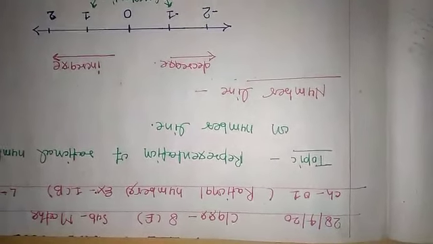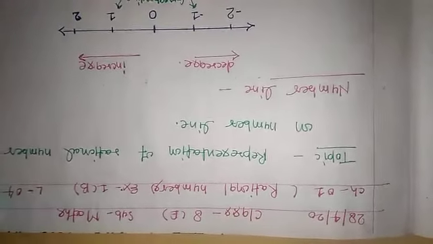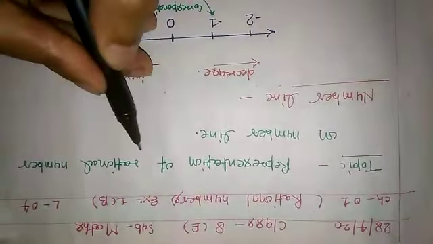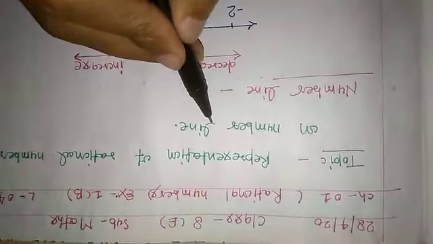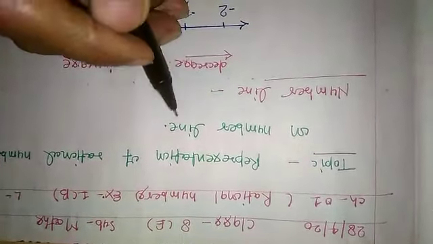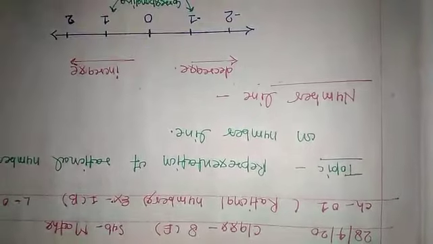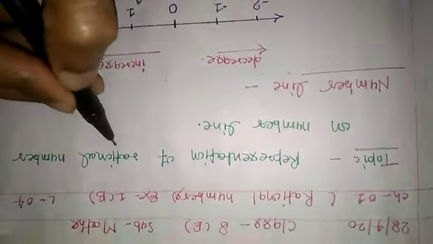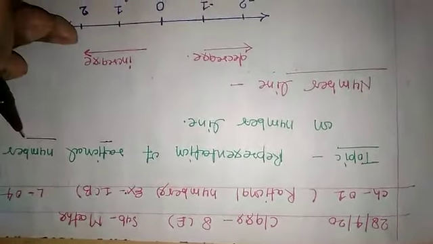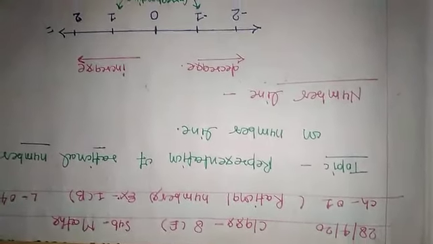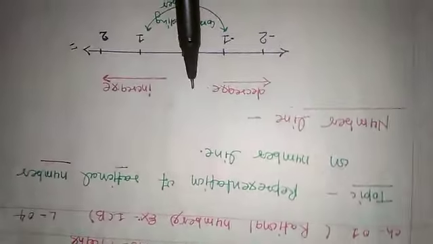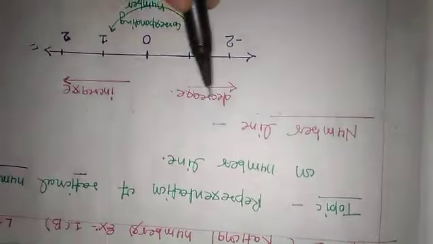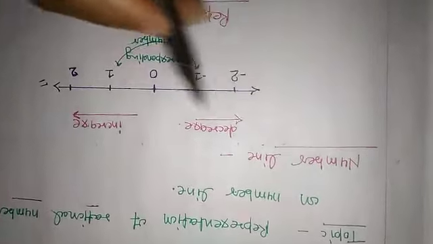Student, in this lecture we will learn to represent the rational number on the given number line. In this section we represent the rational numbers on a number line. Before starting this, first we should know about the number line.